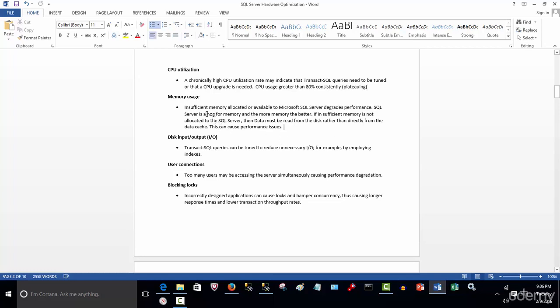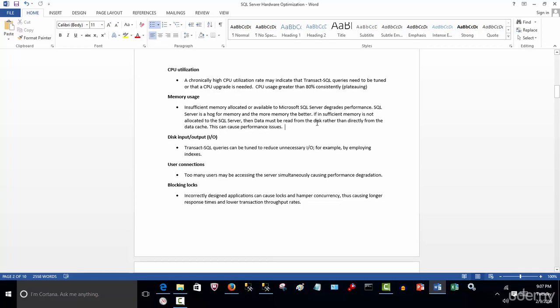Same thing with memory. Insufficient memory either allocated or available to SQL Server degrades performance. SQL Server, note, is a hog for memory. It loves memory, and so the more memory you can allocate to the server, certainly do that. Also, keep SQL Server separate from applications if possible. Keep SQL Server on its own and allocate as much memory as you can to that server, providing you don't do 100%. Because obviously the operating system is going to need memory, and we don't want what's called page swapping.